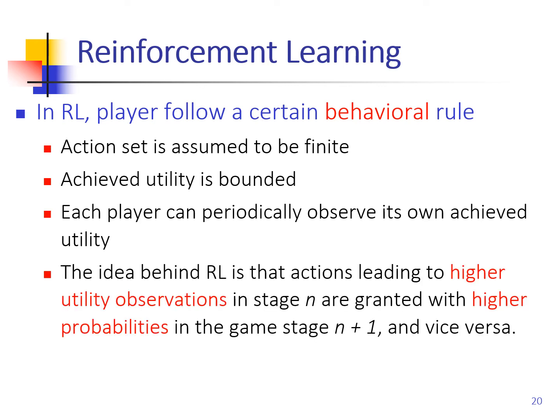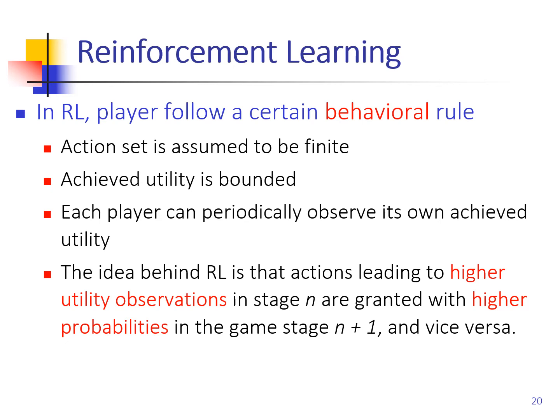And this is very practical too. If this is a user transmitting, the user will always see locally what type of reward he gets. And then the idea behind reinforcement learning is that actions leading to higher utility observations at time t, or at stage n here, are going to be granted higher probabilities at the subsequent game stage n+1, and vice versa. So this is very logical.